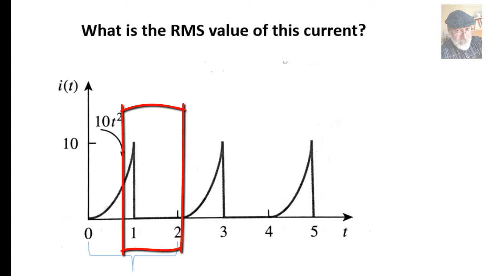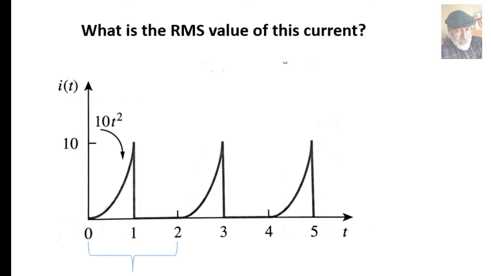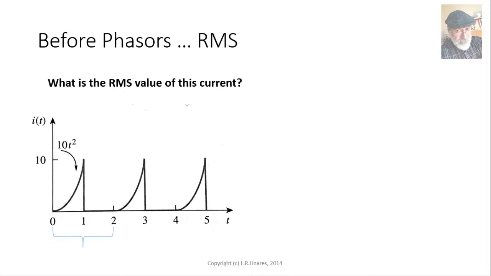That is 0 during the second half of the period, and it's a parabola, 10t squared, from 0 to 1, that climbs up from 0 all the way up to 10 amps. Let's find the root mean square. We take the square root of the average of the square of that current. So we take the square root of 1 divided by the period 2, times the integral between 0 and 1, because from 1 to 2 the integral is 0, of 10t squared, all of that squared.